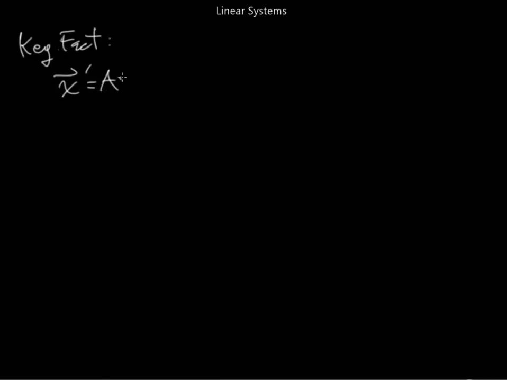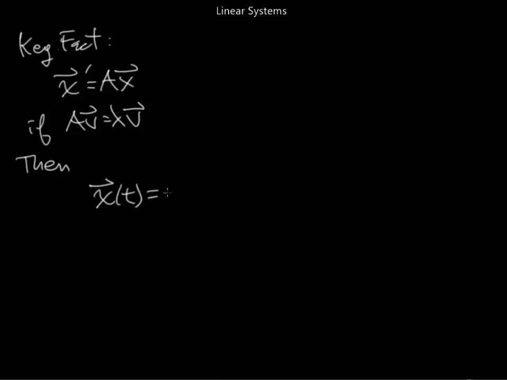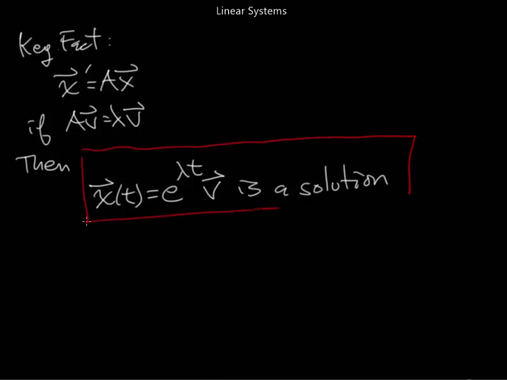Now, here's a key fact. Consider the equation x prime is equal to A times x, a differential equation with constant coefficients. Suppose v is an eigenvector with eigenvalue lambda. Well, then I claim you get a solution to this equation by taking e to the lambda t times that vector. It's a vector of functions, and it satisfies the differential equation. And that's very easy to see, so let's just check it.